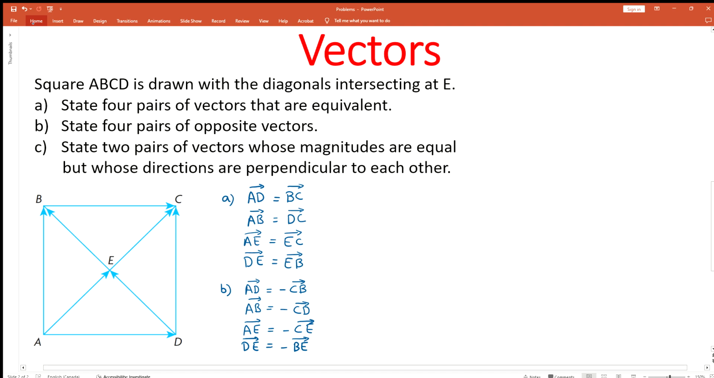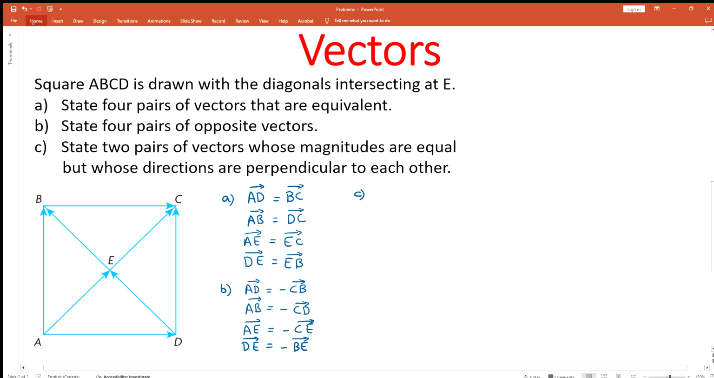Now we can answer part C. State two pairs of vectors whose magnitudes are equal but whose directions are perpendicular to each other. As per the properties of a square, all sides have same length and adjacent sides are perpendicular to each other. Therefore, vectors that represent adjacent sides of a square have the same magnitude and are perpendicular to each other.